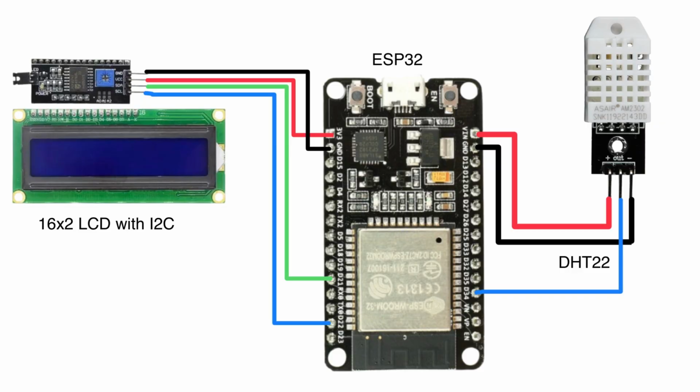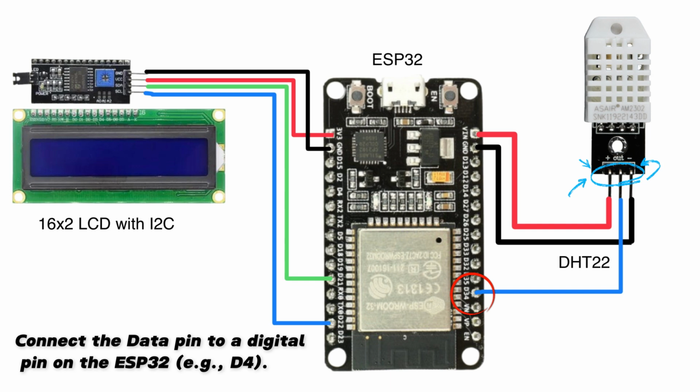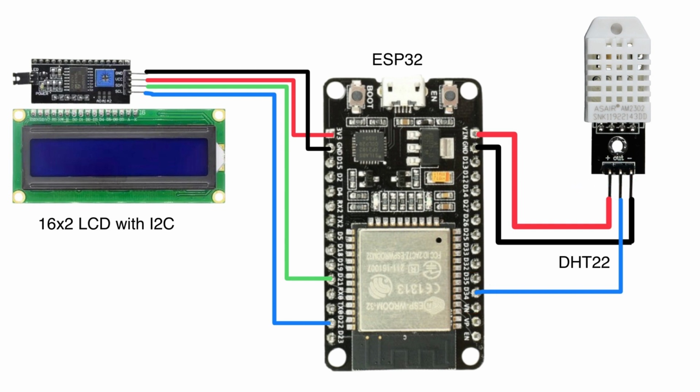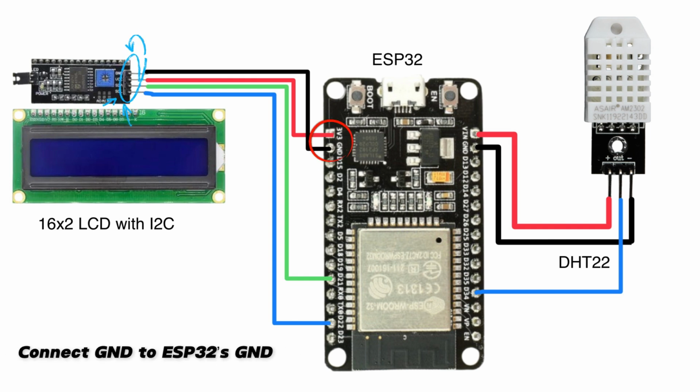For the DHT22 sensor, connect VCC to ESP32's 3.3 volts, connect GND to ESP32's GND, connect the data pin to a digital pin on the ESP32, e.g. D4. For the 16x2 LCD display, connect the I2C module's VCC to ESP32's 3.3 volts, connect GND to ESP32's GND, connect SDA to ESP32's GPIO21, connect SCL to ESP32's GPIO22.